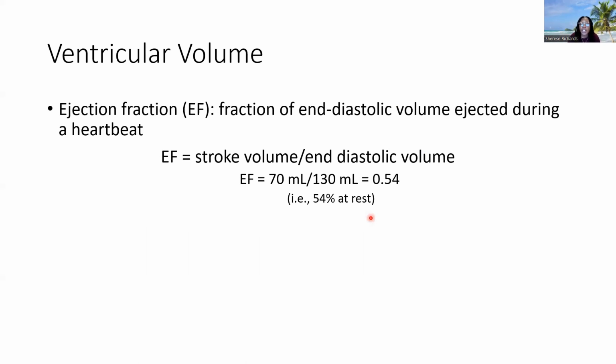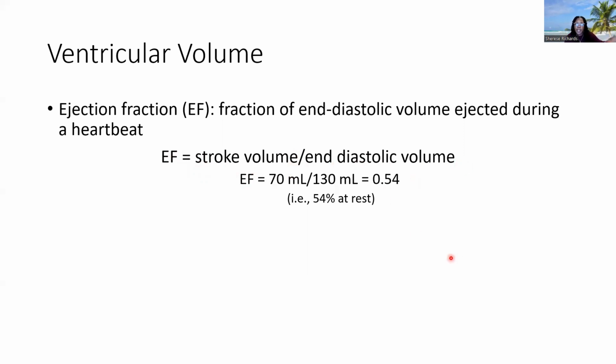So the ejection fraction is a ratio. It is the end diastolic volume ejected during a single heartbeat. So it is how much of your filling volume did you eject? How much of the entire amount that you filled into that ventricle did you end up ejecting versus how much was left behind? So that is our ejection fraction. So we want to take our stroke volume and divide it by our end diastolic volume.